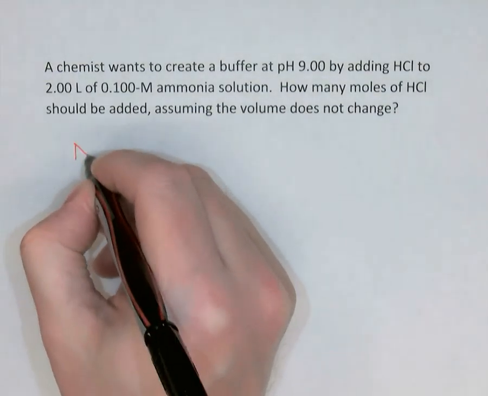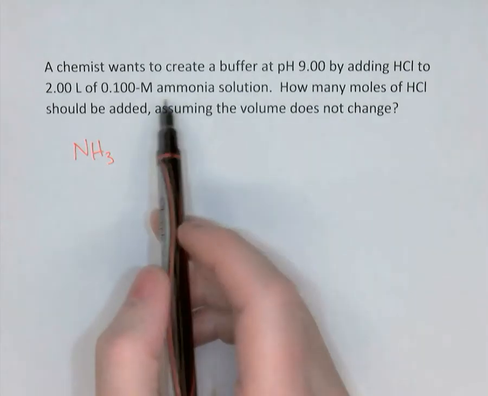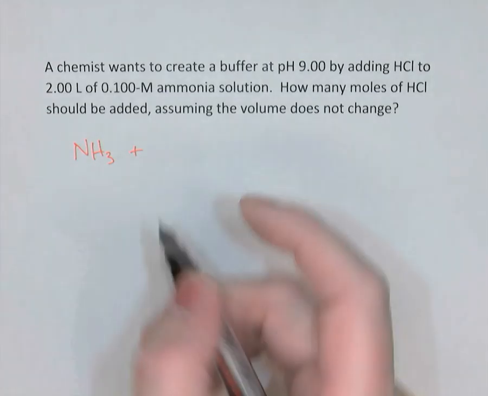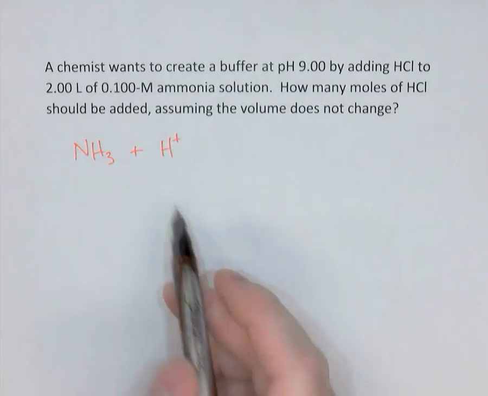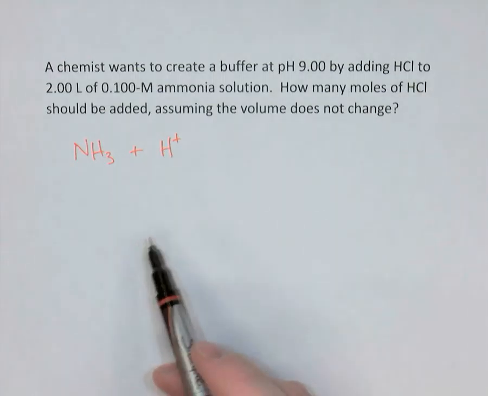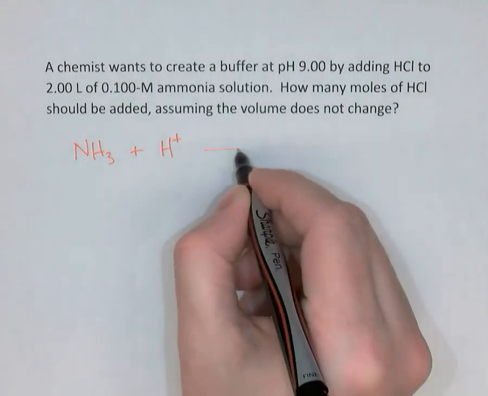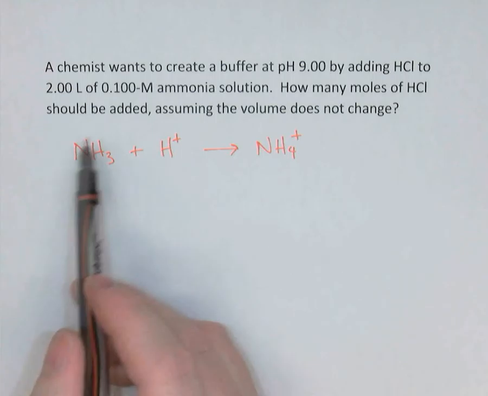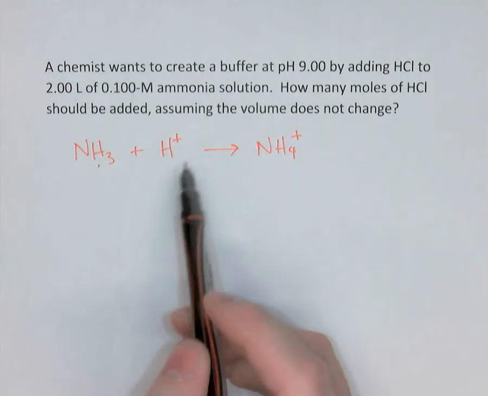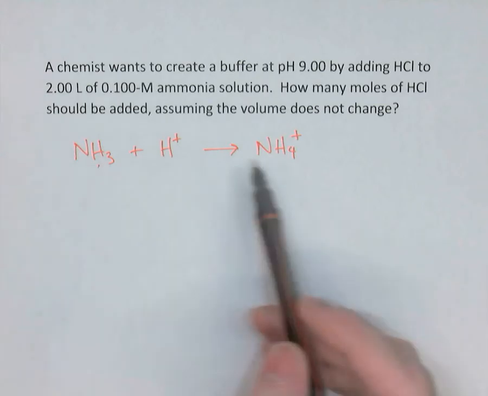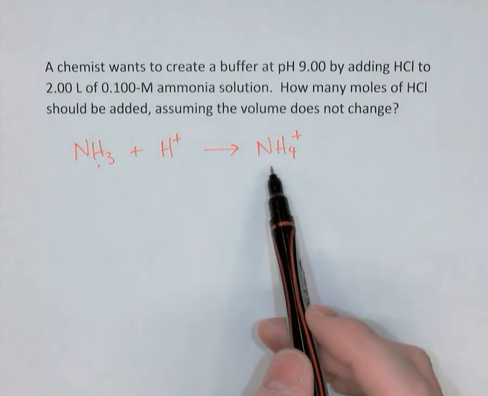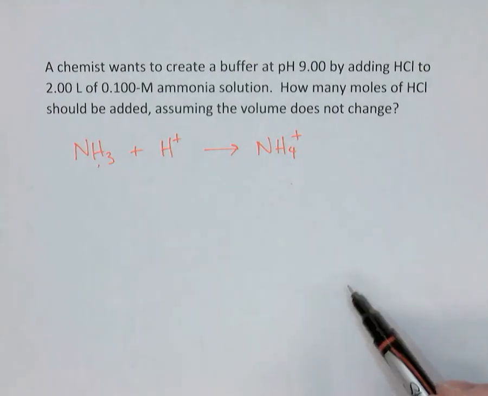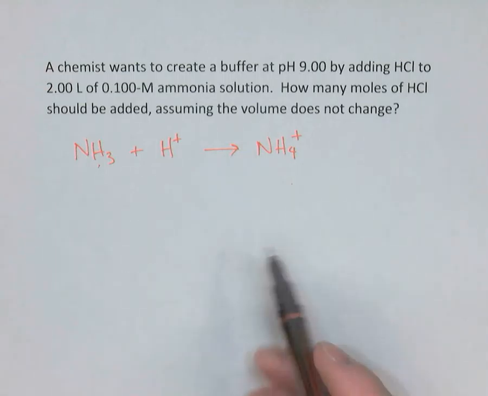Well, if you write a reaction for this, NH3, the weak base, the ammonia, is going to react with strong acid, HCl. Rather than write HCl, I'm just going to write H+, the hydrogen ions from the strong acid. Strong acids ionize completely. That's going to create ammonium ions. So initially I had just weak base, but when I start adding the strong acid, I'm going to convert some of my weak base into the conjugate acid. So then I'll end up with a solution of weak base with its conjugate acid. I'll end up with a buffer solution. So the question is, how many moles of the HCl should I add?